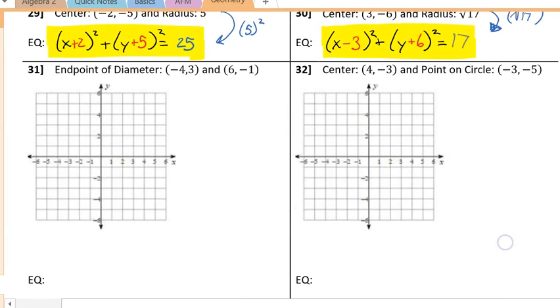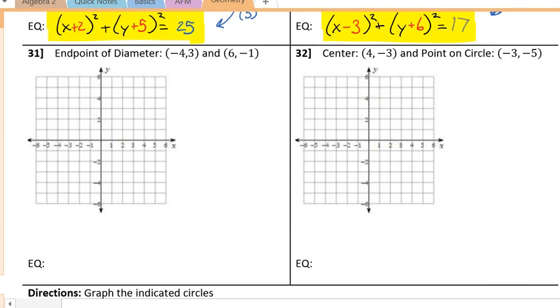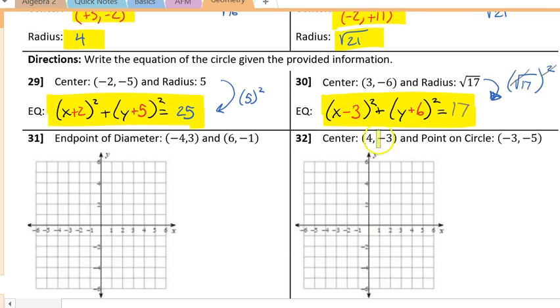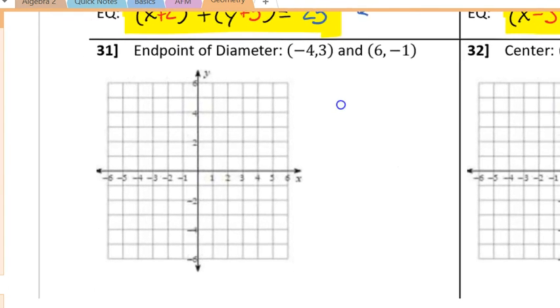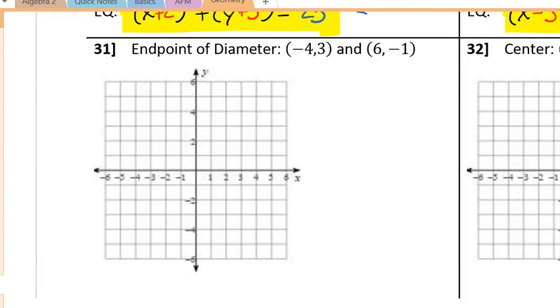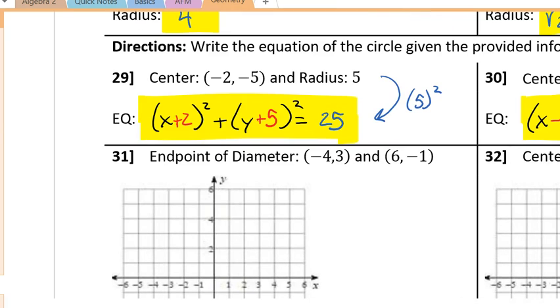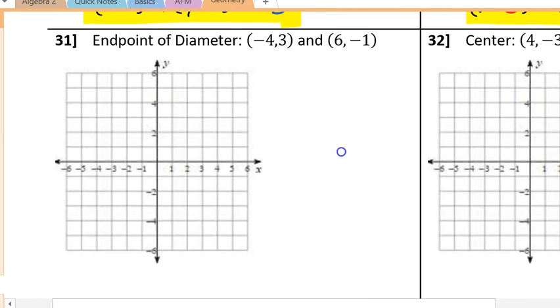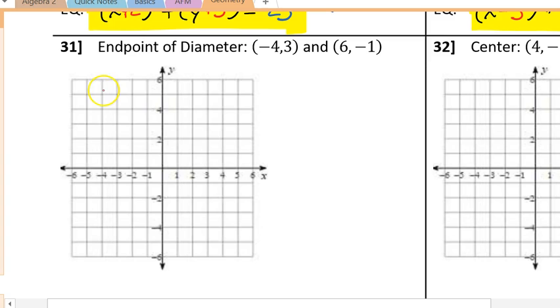Okay, 31 and 32, we're not given a lot of information in terms of the center. Well, we're given the center in 32, but in 31 we're given the endpoints of the diameter, which are on the edge of the circle. We need to work to find the center and the radius value. So I'm going to start off with number 31. The endpoints of the diameter. Diameter cuts the circle in half. So that means, let's go ahead and actually plot those points. Negative 4, positive 3, and 6, negative 1.